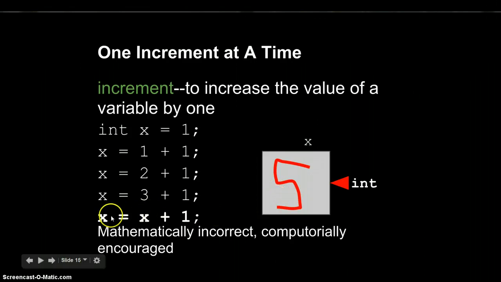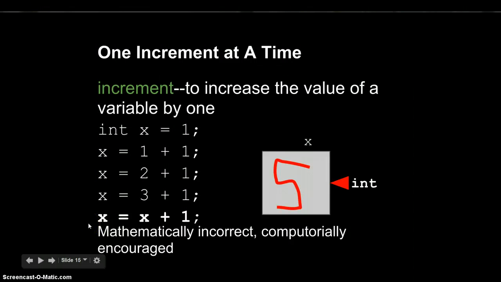Now, ask yourself this question. Can we plug in the value of 5 at any line like we could in algebra and get a true statement? Obviously not, right? We plug in 5 here. 5 equals 2 plus 1? No, 5 does not equal 3. That doesn't work. So that's mathematically, technically, algebraically incorrect, but doing things like this is computationally encouraged, and this is the idea of state coming into play. The values of our variables are changing as our code, as our program is running.